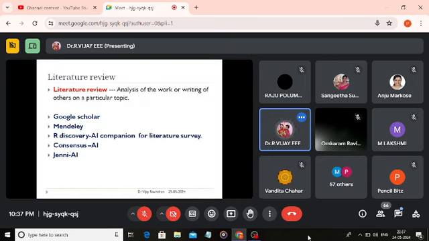Mendeley is also a similar tool. It will help us with citing in your literature survey. For example, consider the author name is Vijay. I'm referring to Vijay's paper. So we mention Vijay et al. if the authors are more than two, and we also mention the year, 2018, 2024, like that.